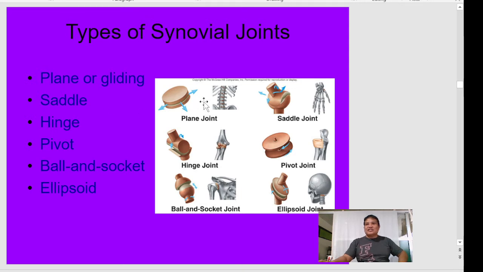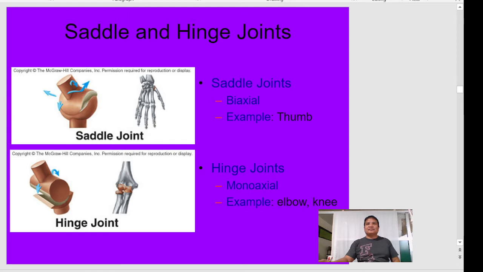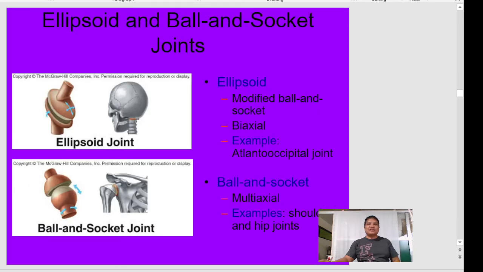Okay, we can see it. There is a wrist, and its primary function is just gliding, no? Gliding is the only movement. Then you have your saddle, in the thumb. Then you have your hinge, elbow, knees. Then your pivot, which is your radio-ulnar, ball and socket, which is in the hips and shoulder. Then you have your ellipsoid, which is the base of the skull, the atlanto-occipital joint. That is an example of ellipsoid. So these are examples of these joints.